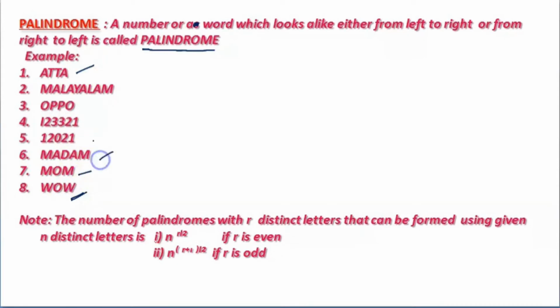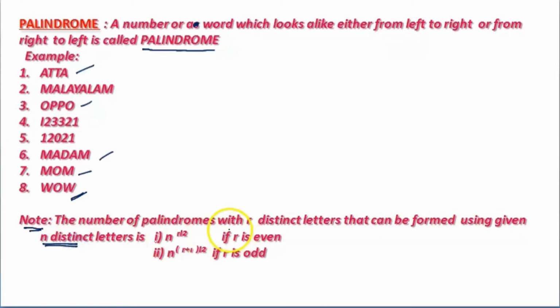Wow, mom, madam, 12021, 123321, Oppo, Malayalam. These are some of the examples for palindromes. So note down the important point here. The number of palindromes with odd distinct letters that can be formed using the given n digits.